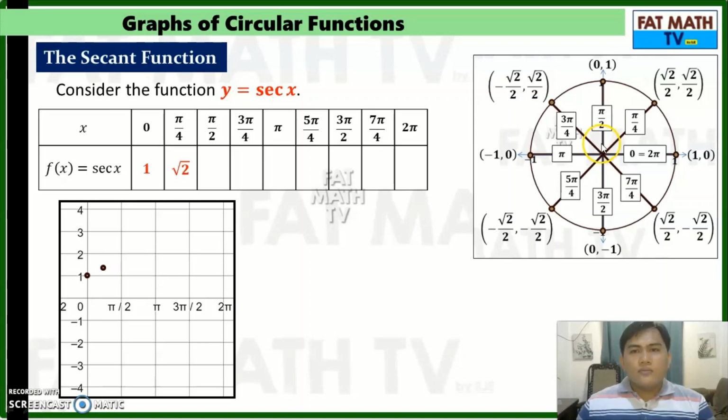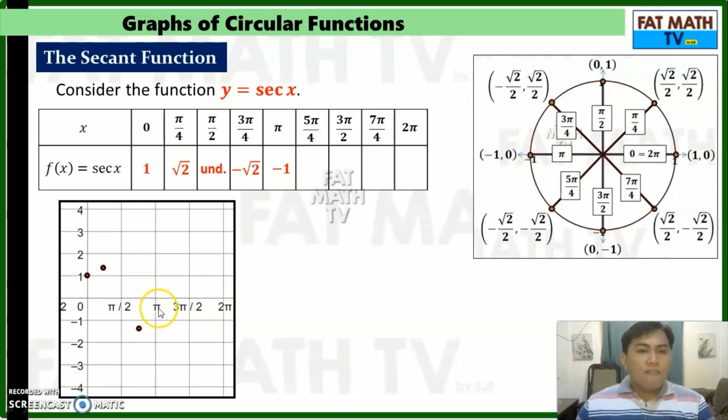Pi over 2. So when x is pi over 2, we have 1 over 0. So 1 over x. So 1 over 0 is undefined. So pi over 2 is not in the domain of y equals secant x. If x is 3 pi over 4 here, so 1 over this, so negative square root of 2, so negative 1.4. And then when x is pi, so 1 over negative 1, so that's negative 1.